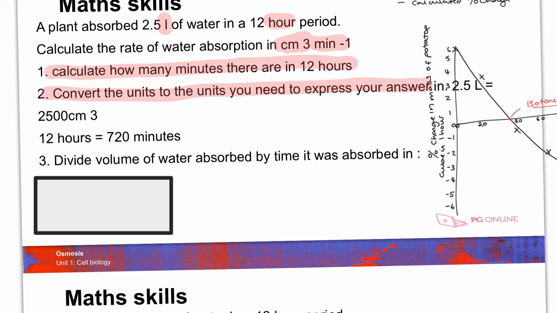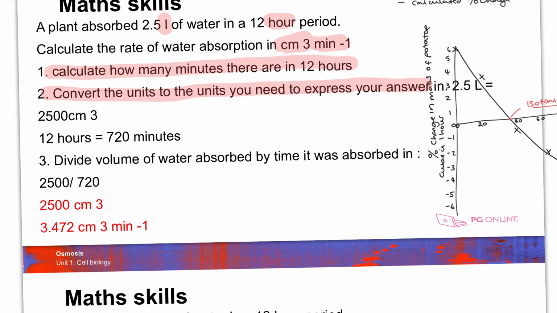And the next thing that you would do is you would divide the volume of water absorbed by the time that it was absorbed in. So 2,500 divided by 720. So that would tell us that we would have been absorbing about 3.472 centimeters cubed per minute over the 12-hour period on average.